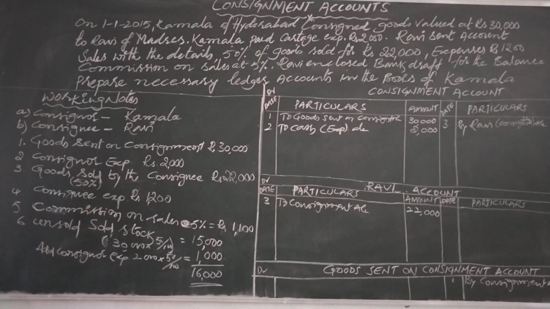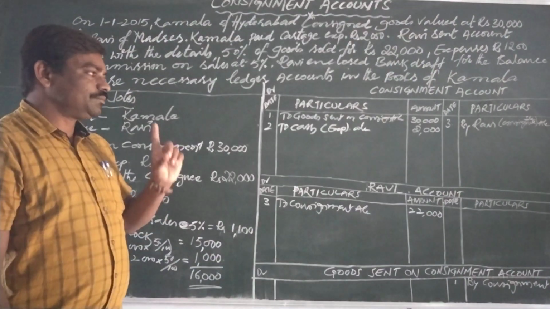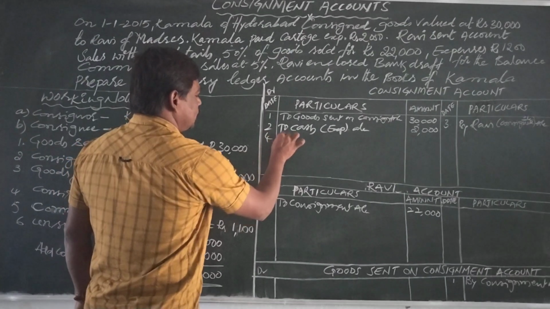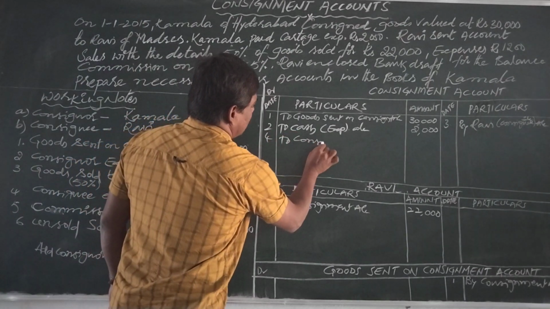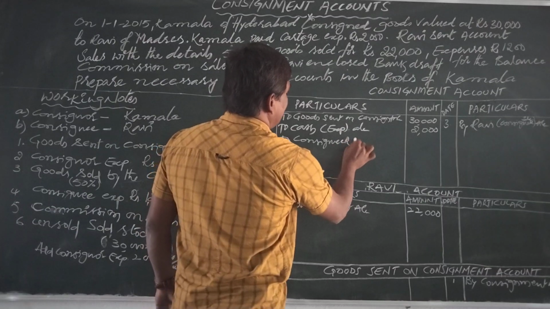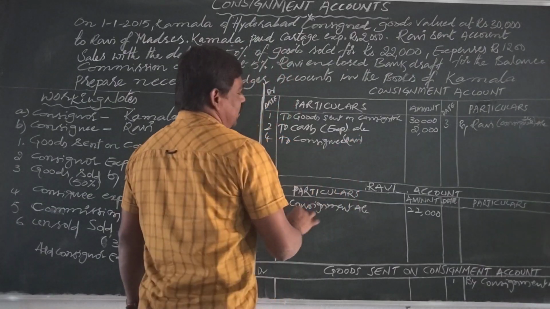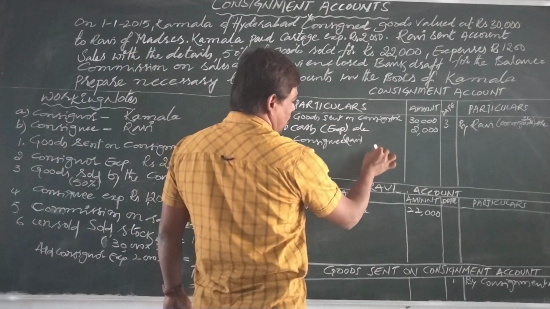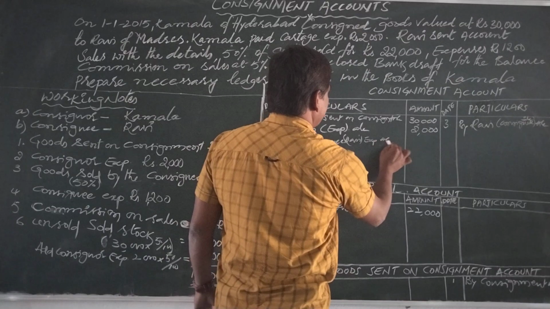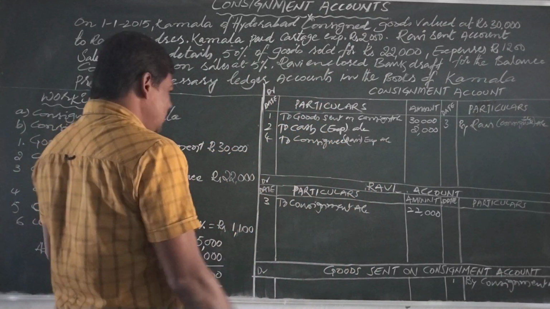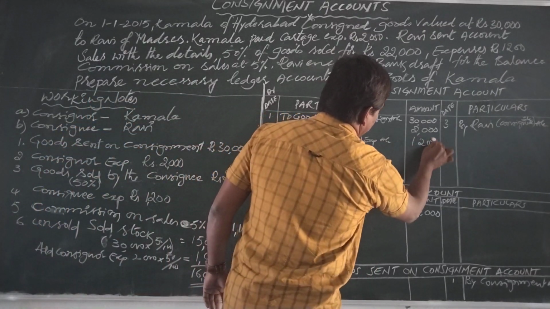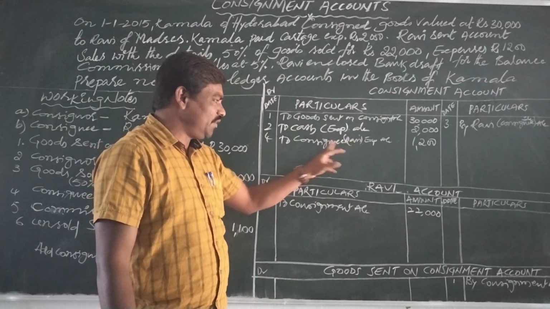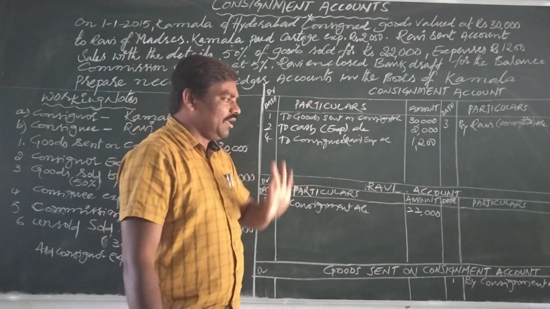So when there is a consignee expense, then the entry is consignment account debit to consignee account. So the fourth point, to consignee in brackets Ravi, or we can write Ravi account in brackets consignee expenses. Consignee expenses amount is rupees 1200. So consignee account in brackets consignee is Ravi account, in brackets you can write consignee expenses.